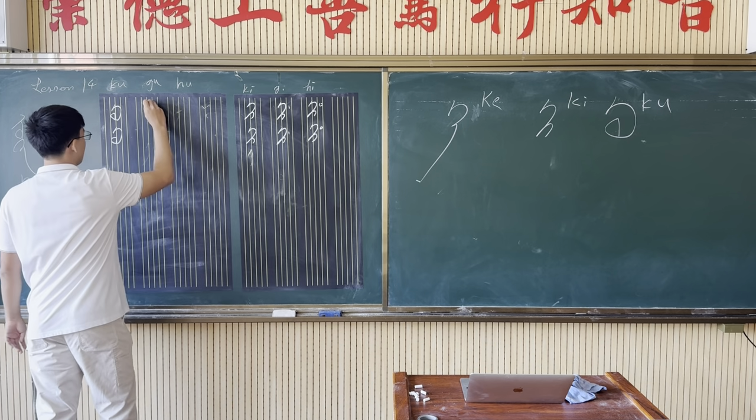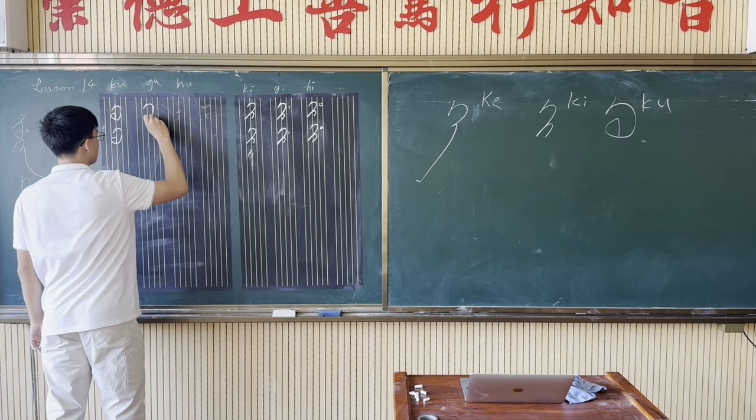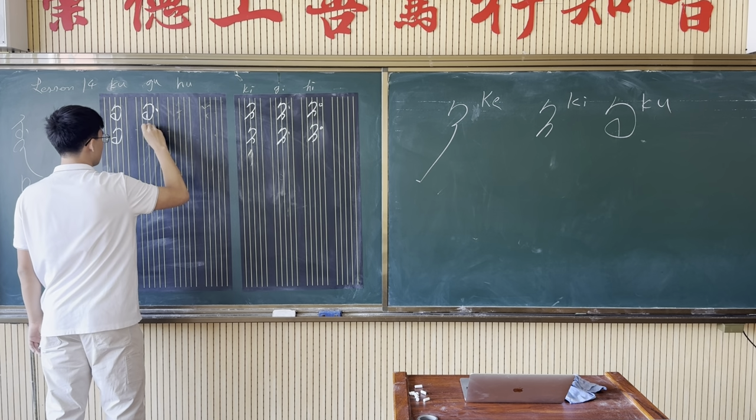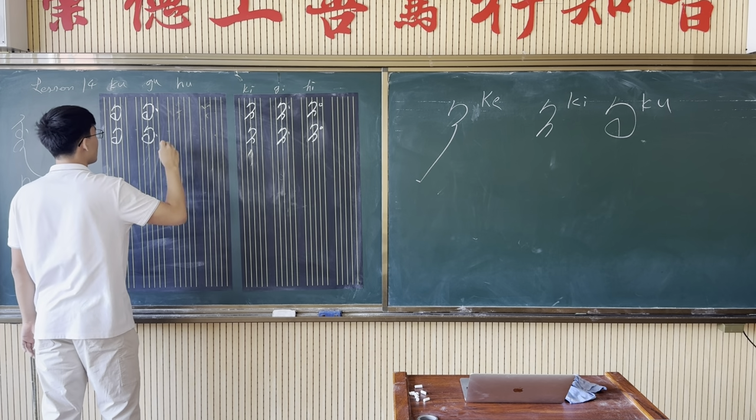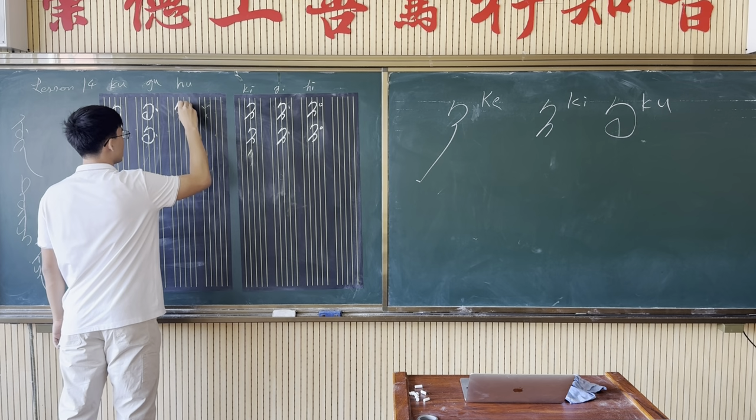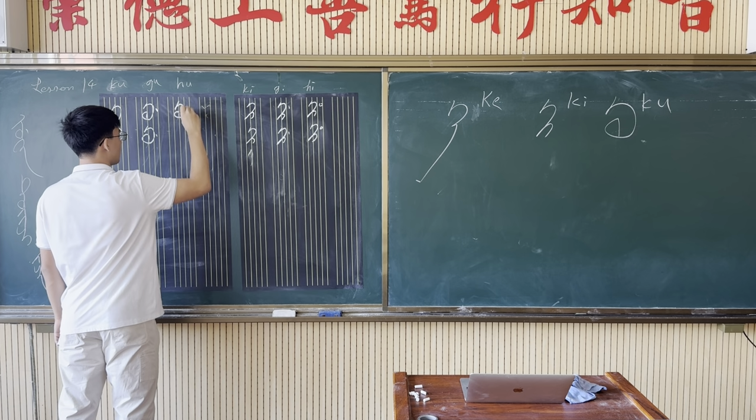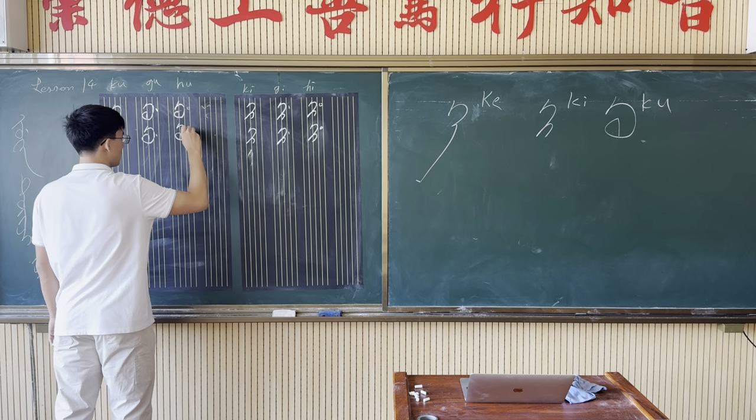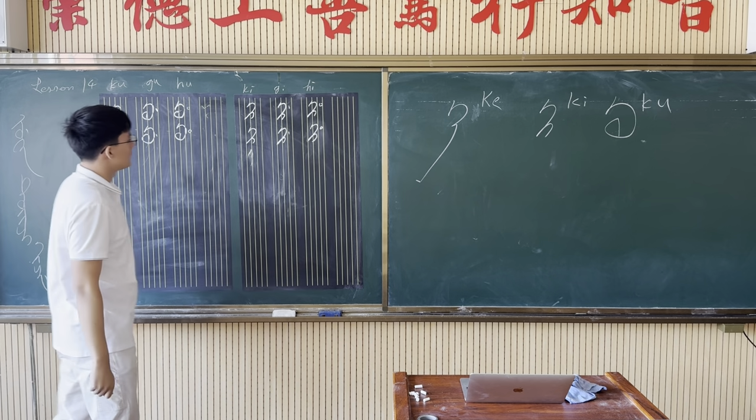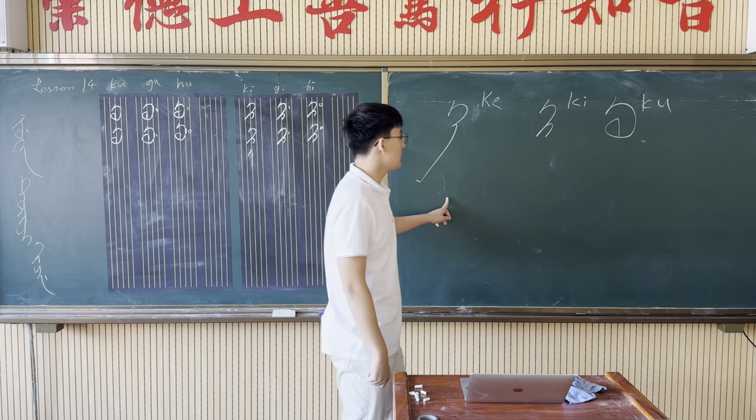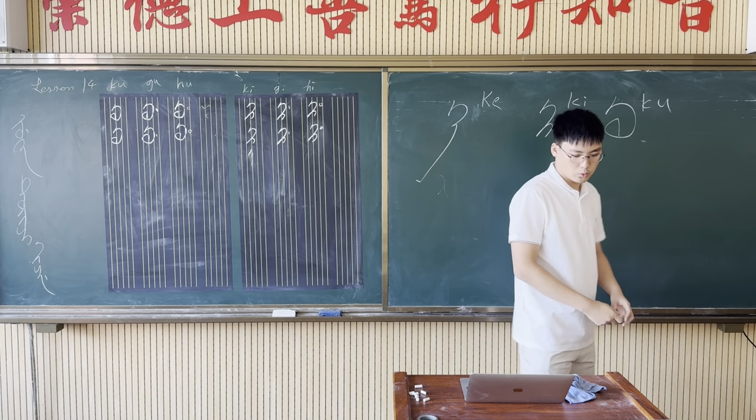Now gu will have a dot and hu will have a circle. Gu. Hu. Ke ge he ki ji hi ku gu hu.